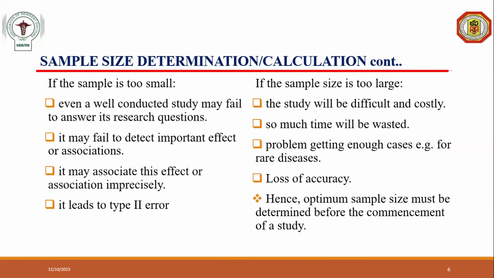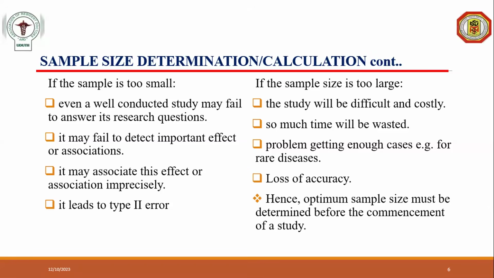Another thing, if the sample size is too large, the study will be difficult and costly, and much time will be wasted in that study. So the problem of getting enough cases is also there. For example, rare diseases. There are rare diseases, so you have a problem getting enough cases in that type of study. Loss of accuracy.